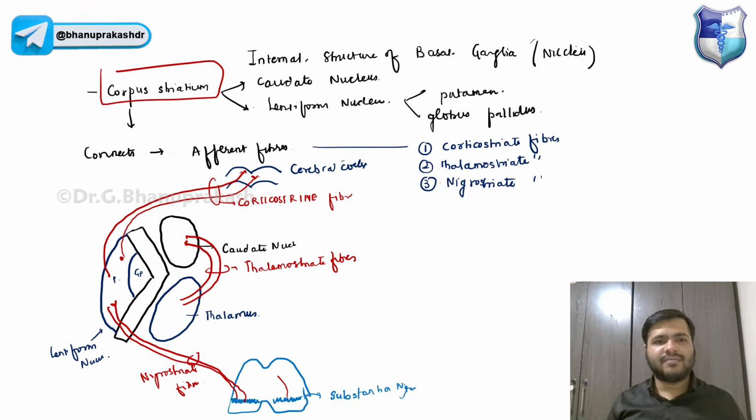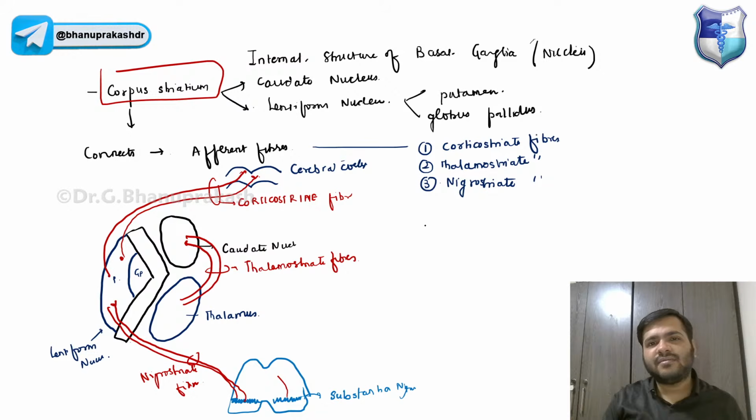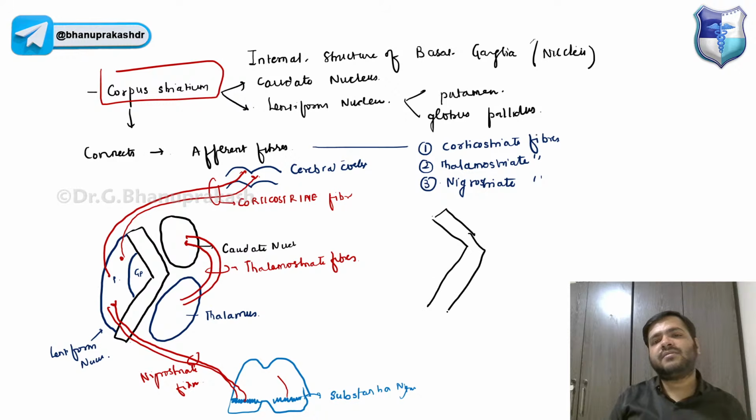The efferents, basically, they come out from the globus pallidus. Let me try again to draw for you people so that you guys can easily make it out. We have the globus pallidus and we have the putamen. So this is again the lentiform nucleus, right, which is surrounding this internal capsule. This is the internal capsule.